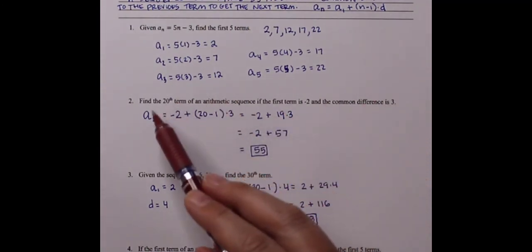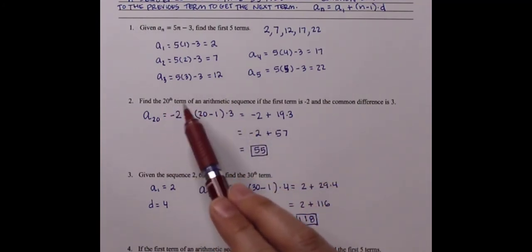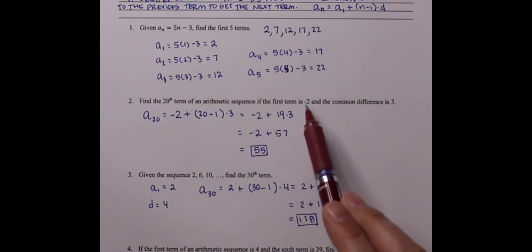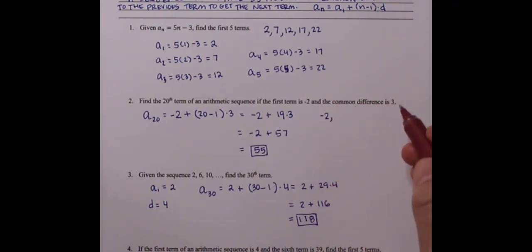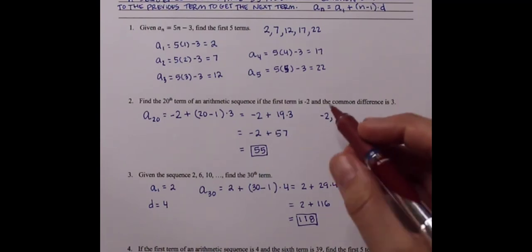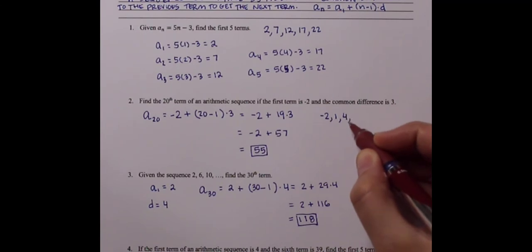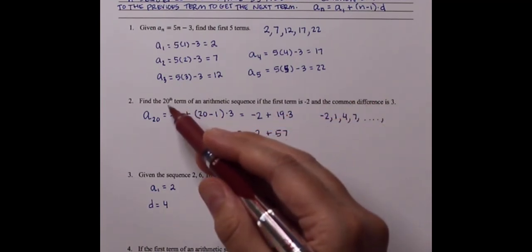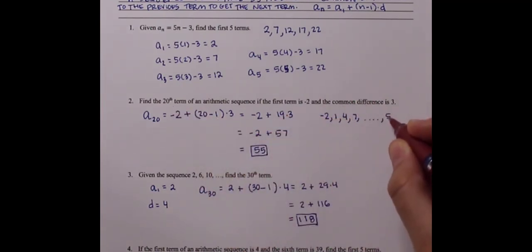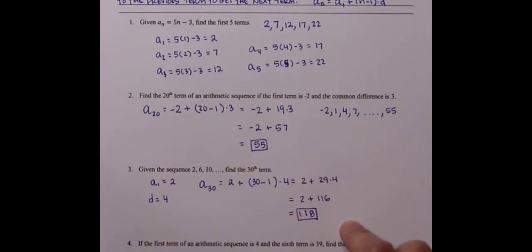Now it's faster to use the formula. It would have been a lot longer process had we just written this out. Even though we knew the first term was -2, and we knew the common difference was 3, we could have added -2 plus 3 is 1, 1 plus 3 is 4, 4 plus 3 is 7, and so on. But it would have taken us quite a while, and we would have finally got to the 20th term, and then we would have seen that it was 55. So this formula was the faster way to get there.